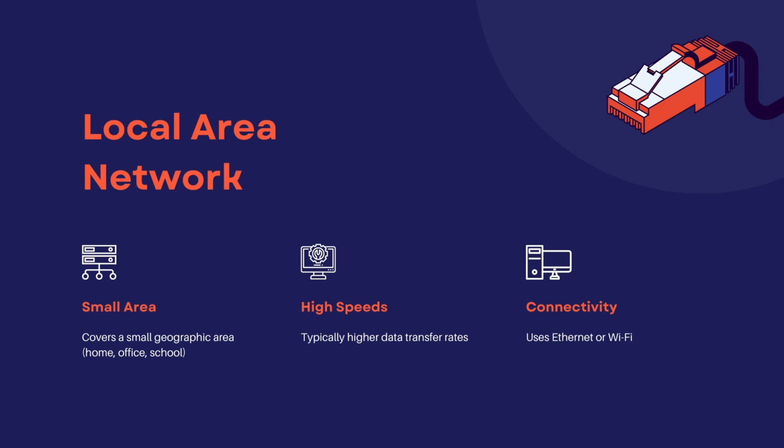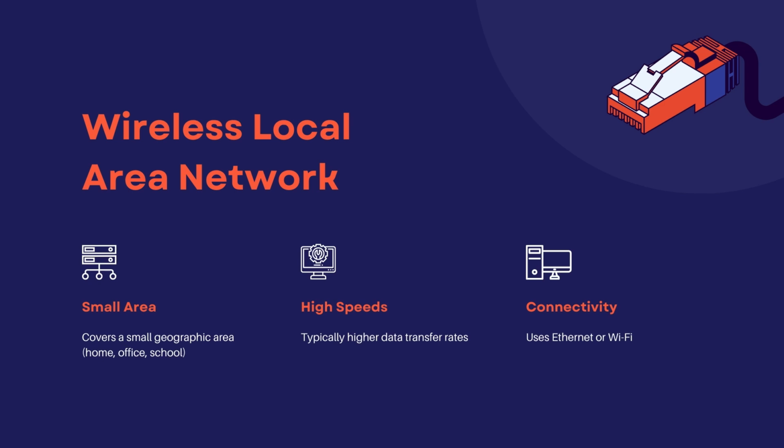Then there is a wireless LAN, which extends LAN concepts wirelessly. While it's convenient because it eliminates the need for physical cables, it also raises security concerns. Encryption protocols like WPA2 or WPA3 are essential to protect data from eavesdropping.